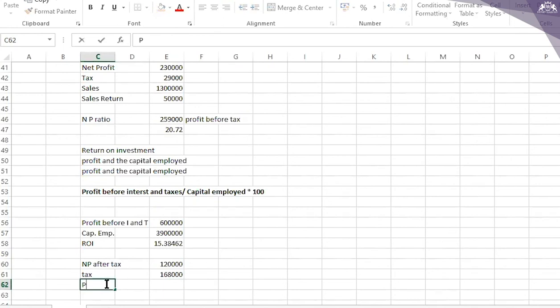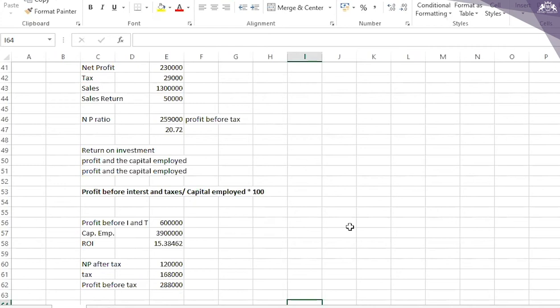So what is profit before tax? Profit before taxes? Profit before tax is, quickly tell me. We will add these two and it will be 2,88,000. Yes, good Vishal. 2,88,000.